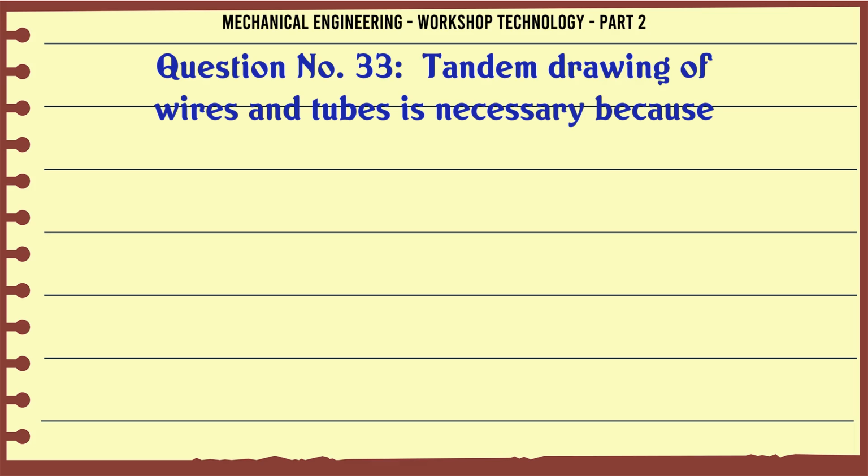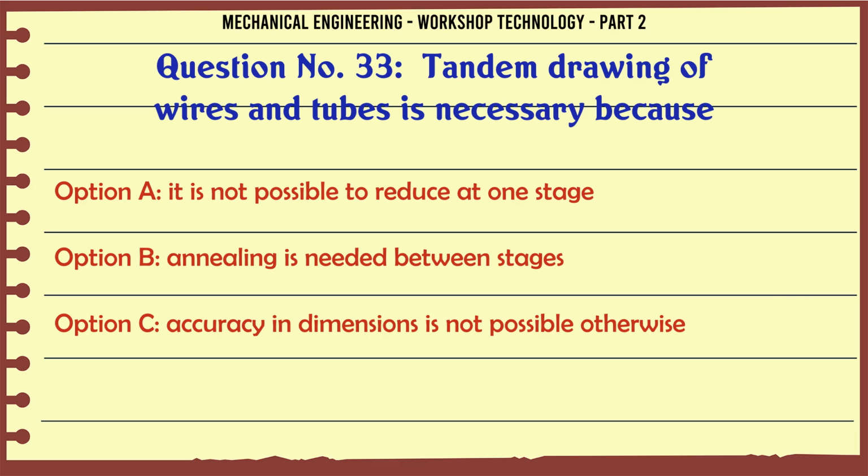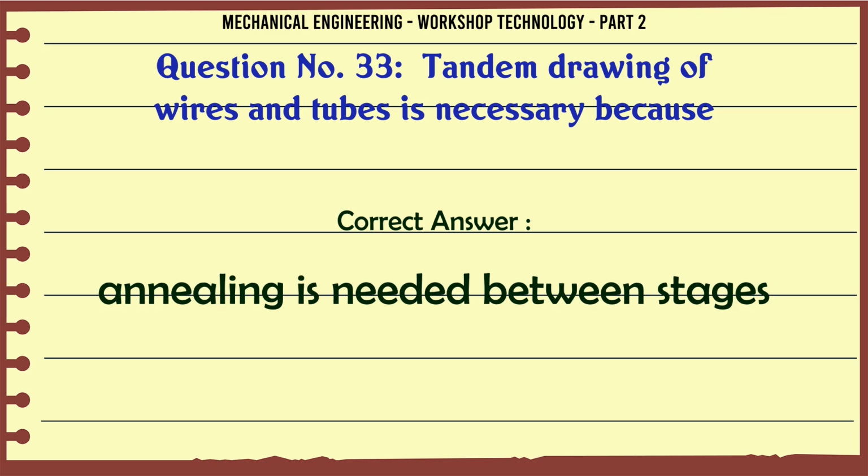Tandem drawing of wires and tubes is necessary because: A. it is not possible to reduce at one stage, B. annealing is needed between stages, C. accuracy in dimensions is not possible otherwise, D. surface finish improves after every drawing stage. The correct answer is annealing is needed between stages.